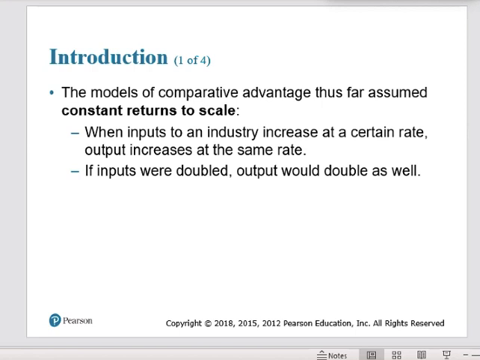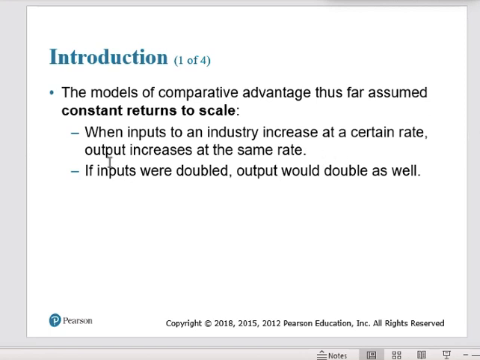And now what we are going to do is relax the constant return to scale assumption. We're going to look at what happens if we have a different return to scale. Suppose now we have an increasing return to scale. So what happens to the welfare when we have international trade?